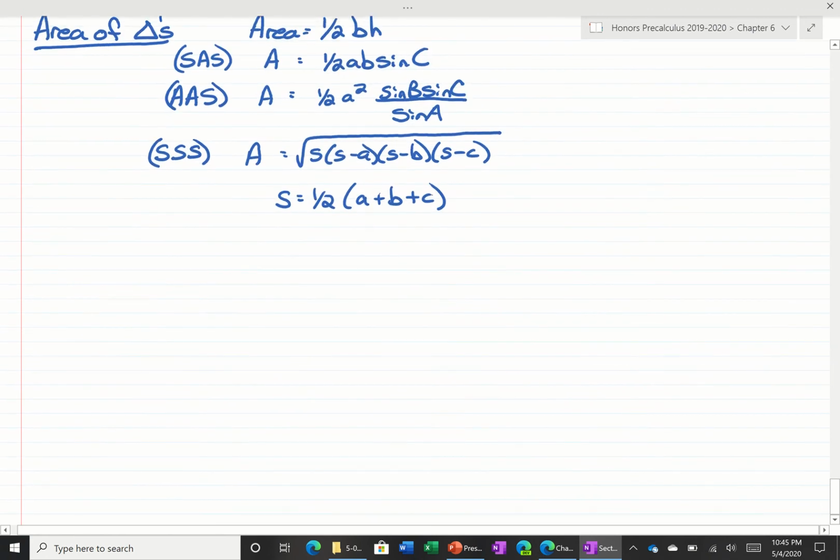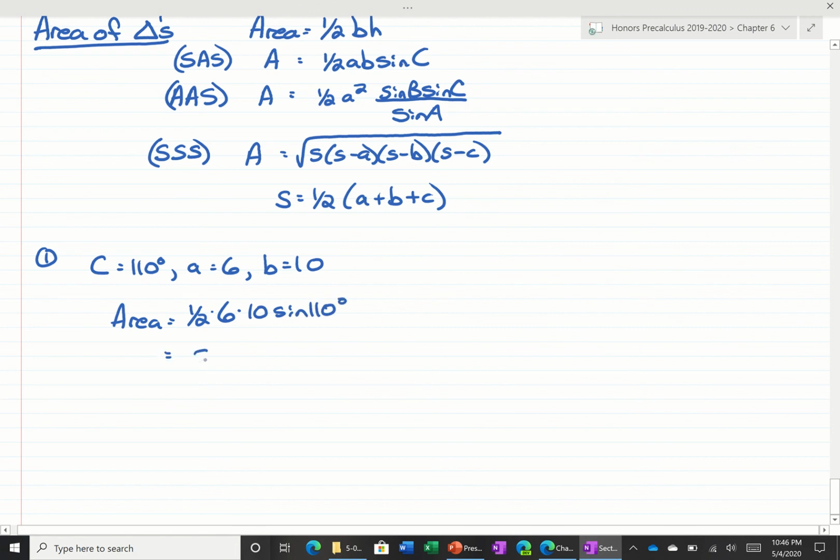We'll just take a look at your homework here. The first problem, we know that C is equal to 110 degrees, side A is 6, and side B is 10. So this is the first case where we have a side angle side, and the area would equal 1/2 times 6 times 10 times the sine of 110, and that's why the answer is 28.2 square units.